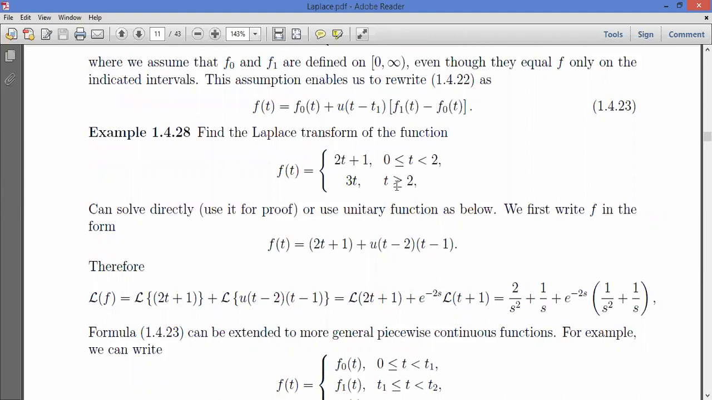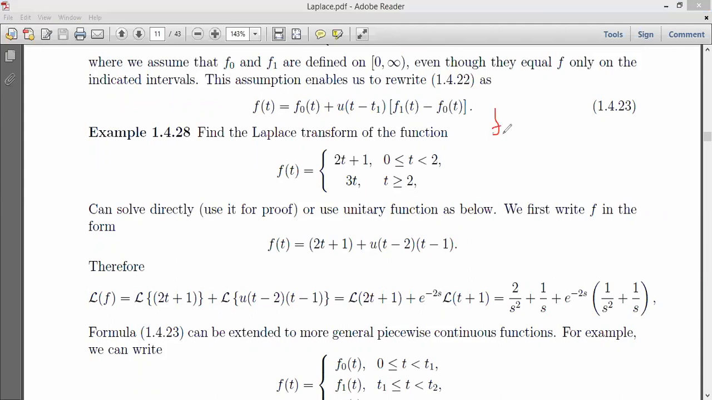So to get to this, we just substitute. So from here, we basically know that our f naught is 2t plus 1. Then we have now the f1. F1 is 3t.